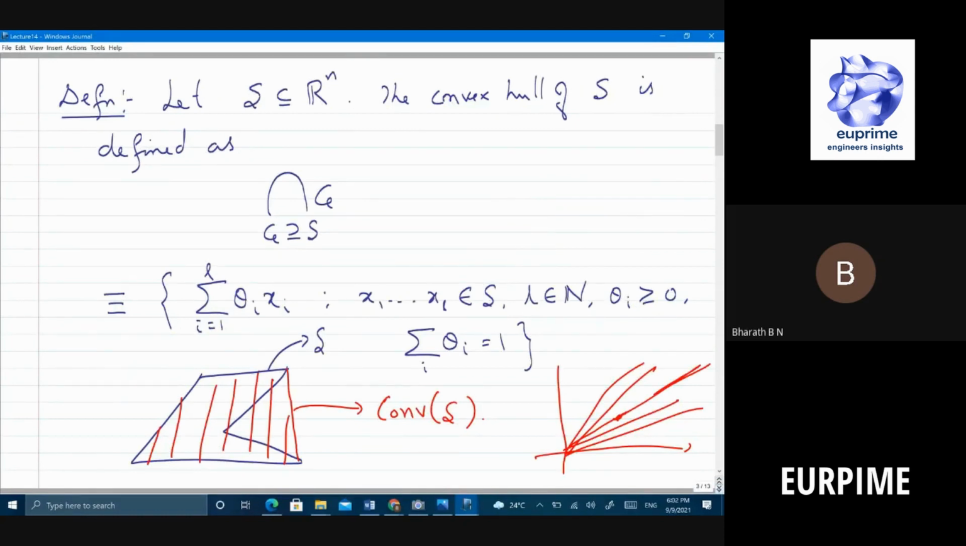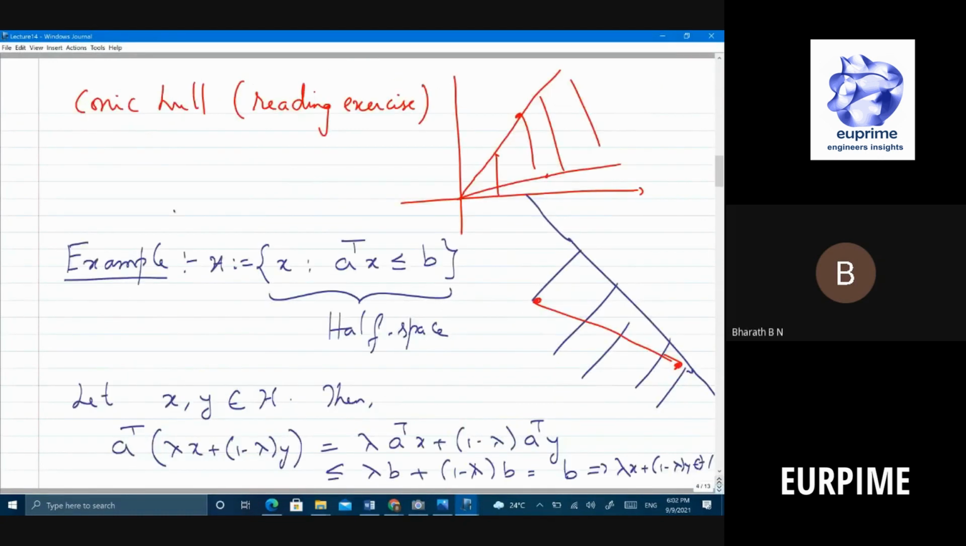Then we also looked at what is called the conic hull. Well, I left that as an exercise. So one way of how do you get a conic hull? You just pass a line from the origin through all the points, and then take the convex hull of it. So that will give you the conic hull, right?